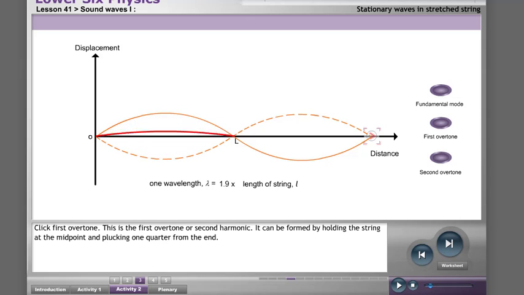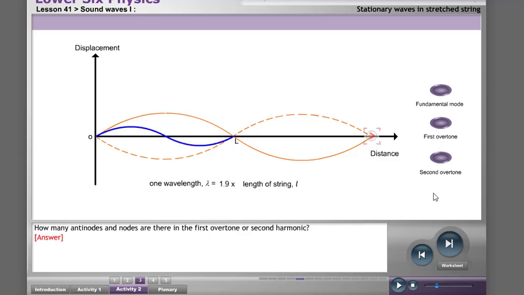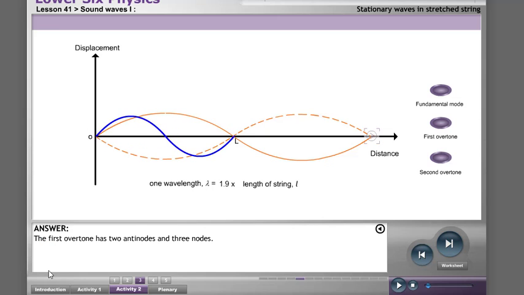Click First Overtone. This is the first overtone or second harmonic. It can be formed by holding the string at the midpoint and plucking 1/4 from the end. How many antinodes and nodes are there in the first overtone or second harmonic? Answer: the first overtone has 2 antinodes and 3 nodes.